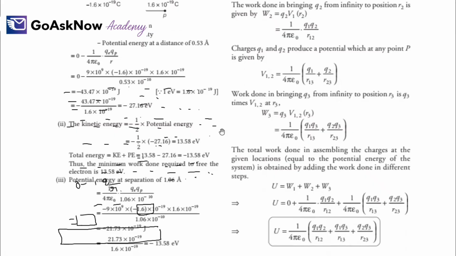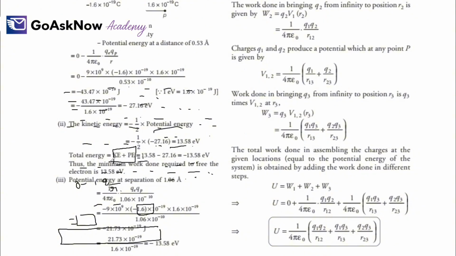For the second part, the kinetic energy is equal to minus half into potential energy. This is already given in the question: the kinetic energy is half of the potential energy, with a minus sign. So just substitute the value of the potential energy and take half of it with a negative sign, and you will get the kinetic energy value. So we will get it equal to 13.58 electron volt. Now, what is the total energy of a system? Kinetic energy plus potential energy.